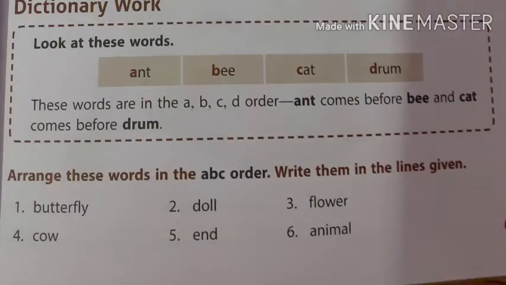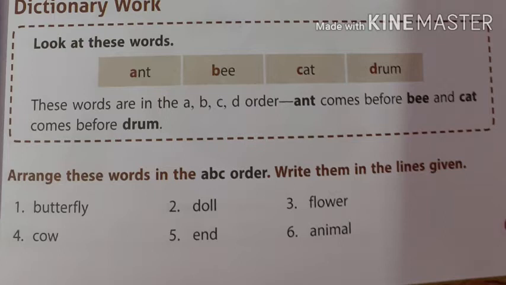Now let us do the textual activity. Dictionary work. Look at these words: ant, bee, cat, drum. These words are in the A, B, C, D order. Ant comes before bee and cat comes before drum. And below, they are given one exercise. Arrange these words in the ABC order. Write them in the lines given. The words given here: first one butterfly, second one doll, third one flower, fourth one cow, fifth one ant, sixth one animal.